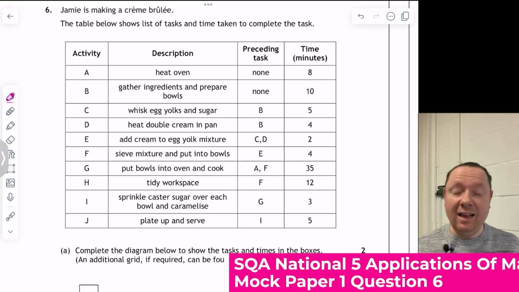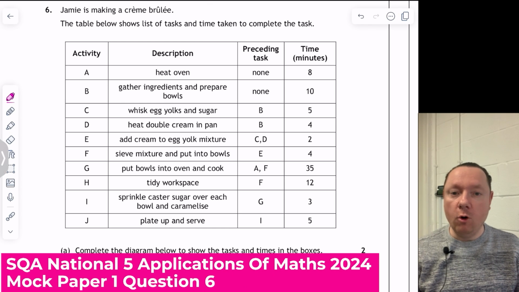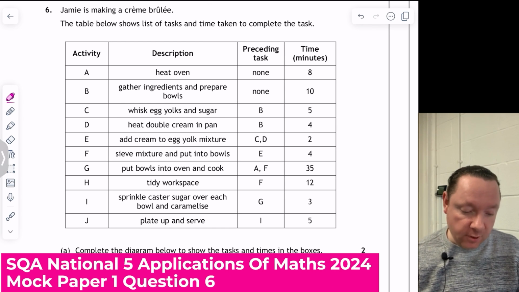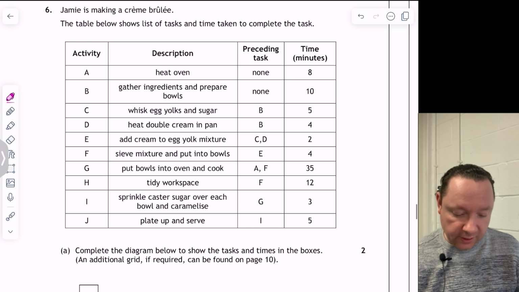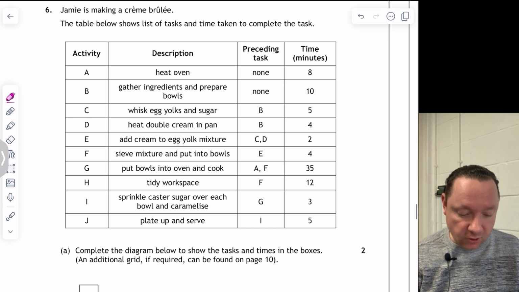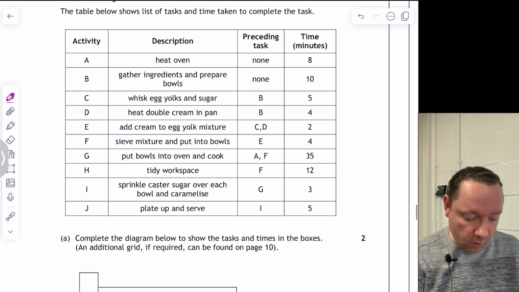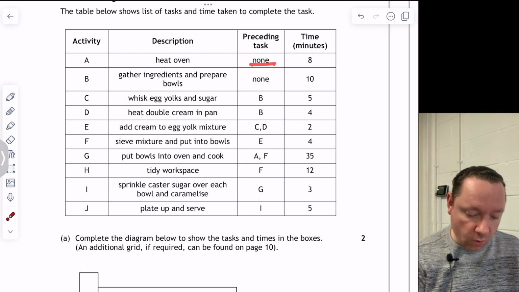And we're done there. SQA National 5 Applications of Maths 2024, Paper 1, Question 6 for this mock paper. And it says Jamie's making creme brulee. The table shows the list of tasks and the time taken to complete each task. Complete the diagram below to show the times and tasks. So this is a precedence table, it's called, and let's just try and start. So we always start from the one that says none. So A is none and B is none.